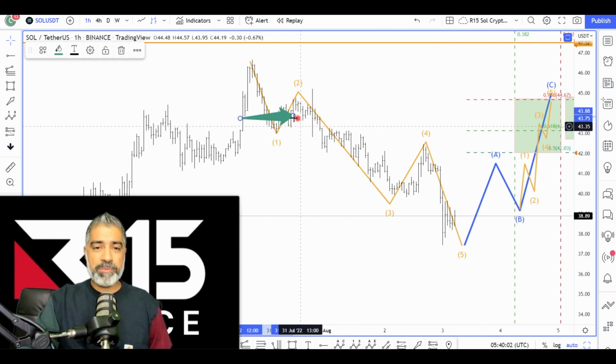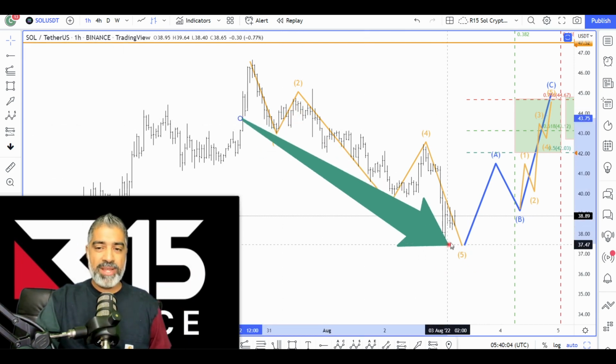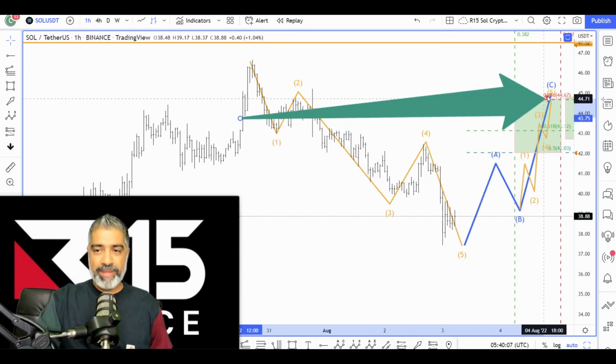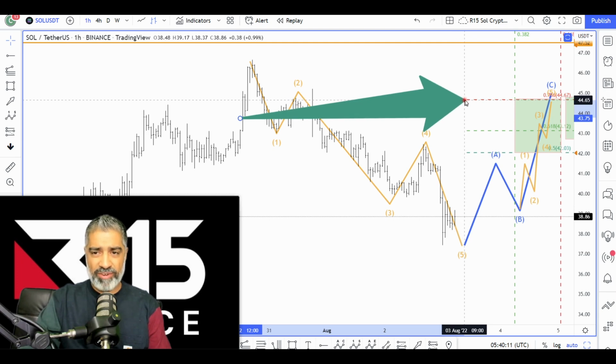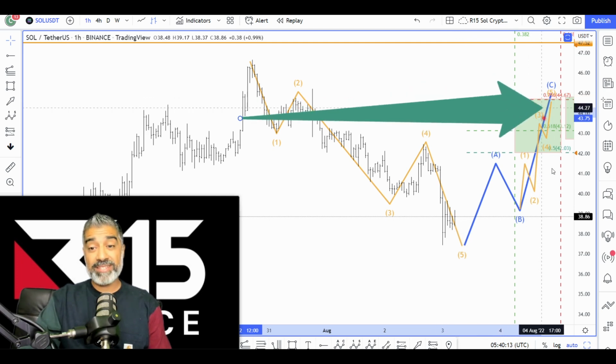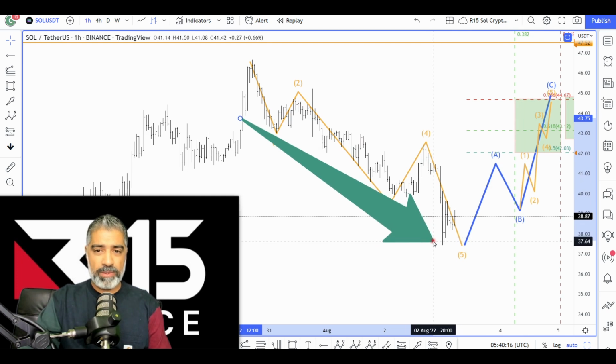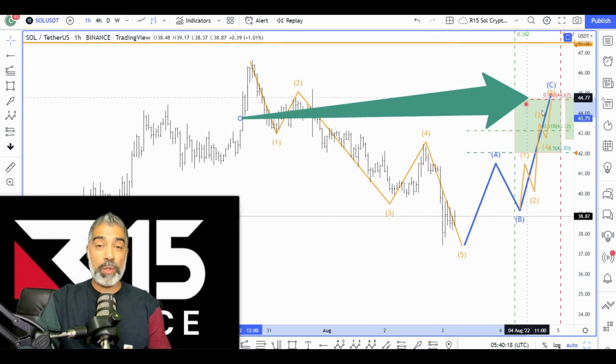But after a big sprint like this, it needs a rest, it needs a recovery, and it's normally an ABC correction. Typical maximum is 78.6, which is this red line. And then you tend to get a continuation below this low. And this over here is where we'll look to short the trade.